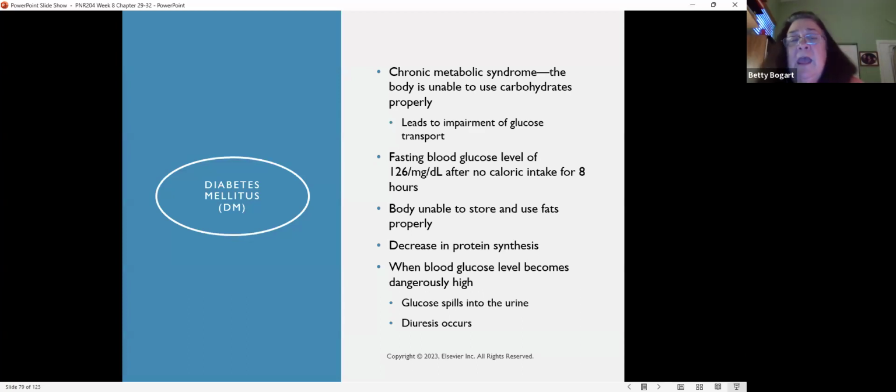Now, with a child, they say the fasting blood glucose is 126 milligrams. Now, in adults, it's 100. So there is differences. Also, the hemoglobin A1C, they say can go to 7 on a child, but it's 6 at the pre-diabetic in adults. So that's the differences there.